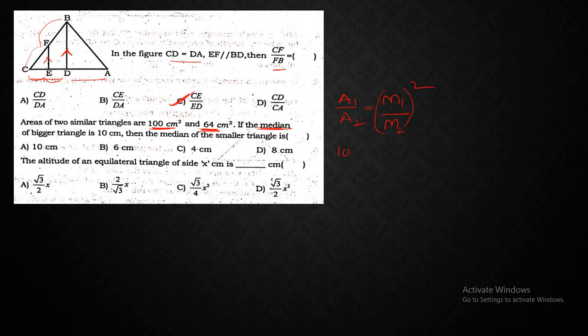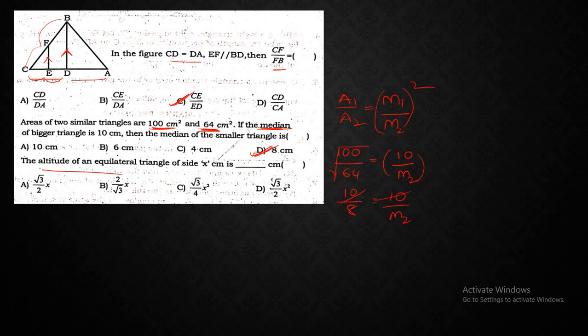Now what is area of bigger one? 100 by 64 is equal to, so what is median of bigger one? 10 by median of smaller one we need to find, right? So M2. So this square, if I transpose, this becomes square root. So this becomes 10 by 8 is equal to 10 by M2. So 10 gets cancelled. M2 is equal to 8 centimeters.